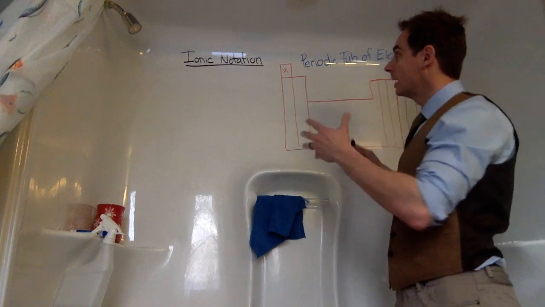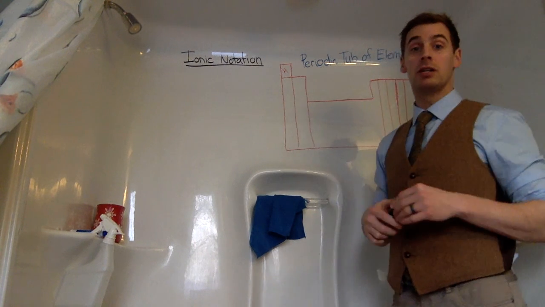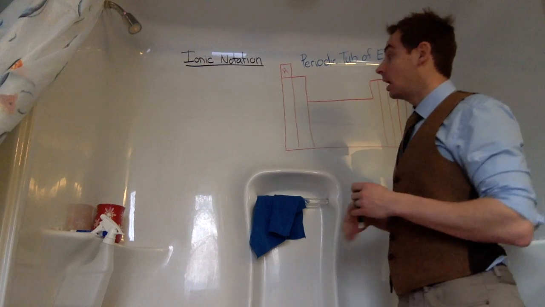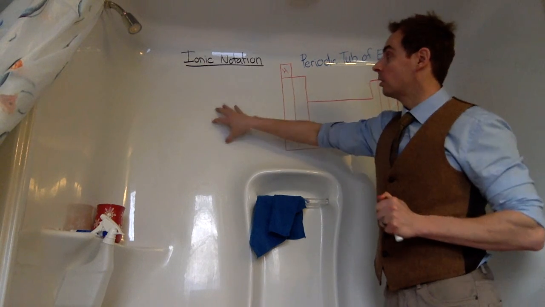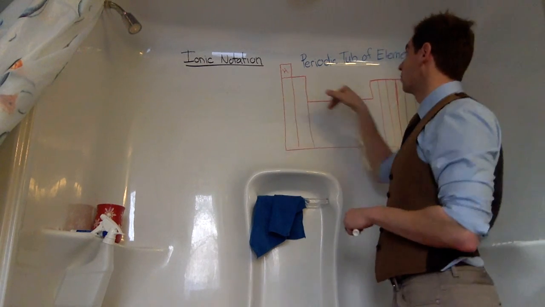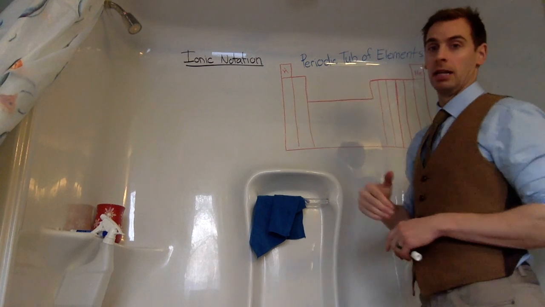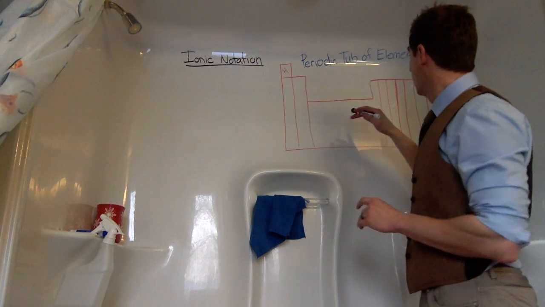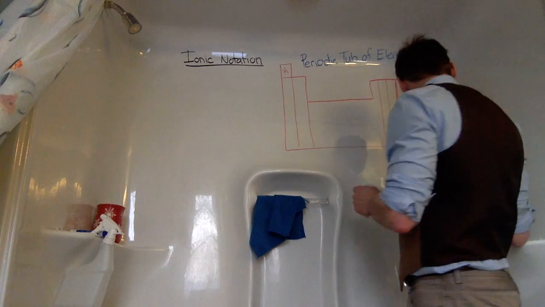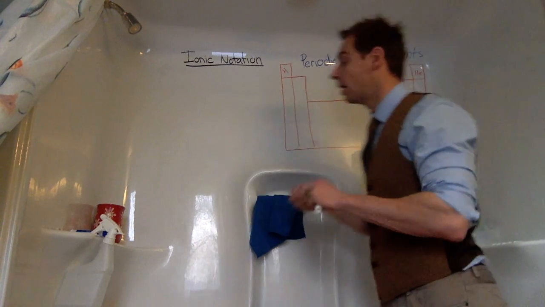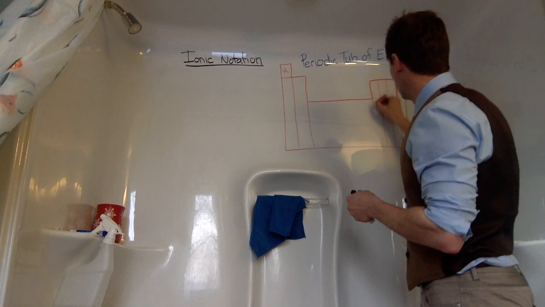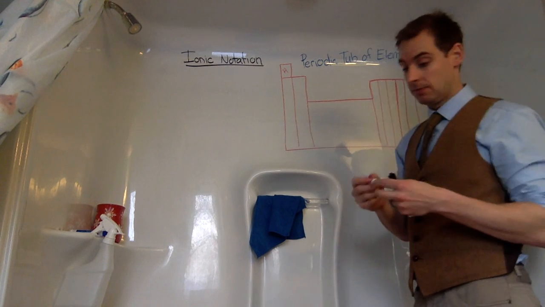Just a quick little introduction onto ionic notation in case you missed it in class. So what we're going to do, before we get into the actual ionic notation side of things, is recap the periodic table of the elements first. Now, when you see the periodic table of elements, there are a whole bunch of pieces that we need to know about when we're doing ionic compounds.